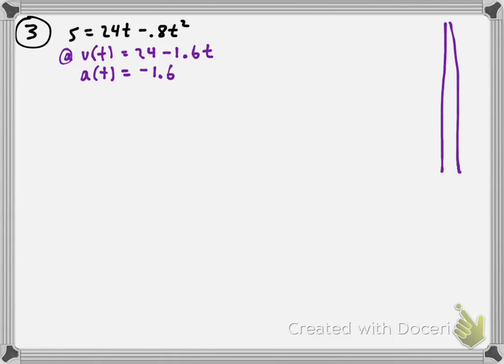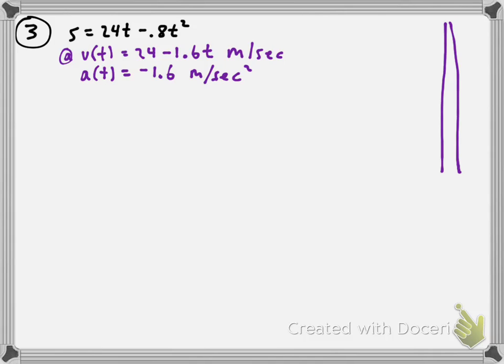If we're writing this using the units, if we look back here, it's meters per second for the velocity, and then meters per second squared would be the acceleration, negative 1.6. So that's part A.